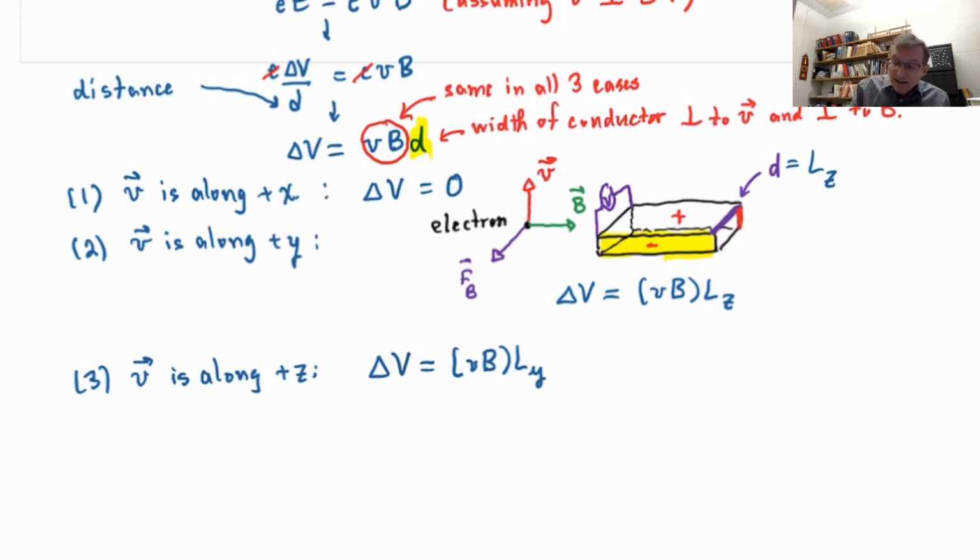And then you can rank the delta V's. The biggest one is this one, because it involves the biggest distance of the three. Then the next one is this one, and then the smallest one is that one. So practice with the Hall effect is really helpful. We're not going to talk about it in class, so watching this video is important, but we are going to use this phenomenon to measure magnetic field in our next experiment. And that's all for this video.